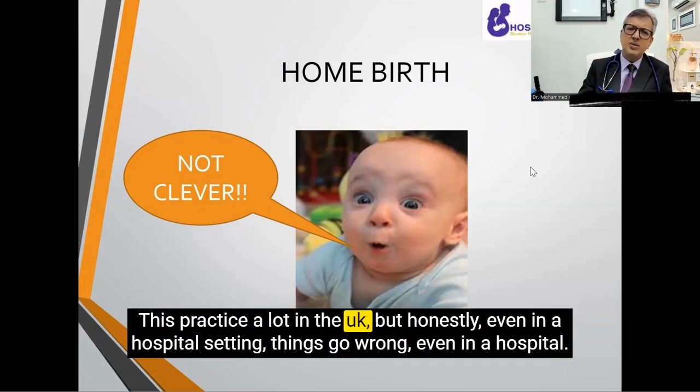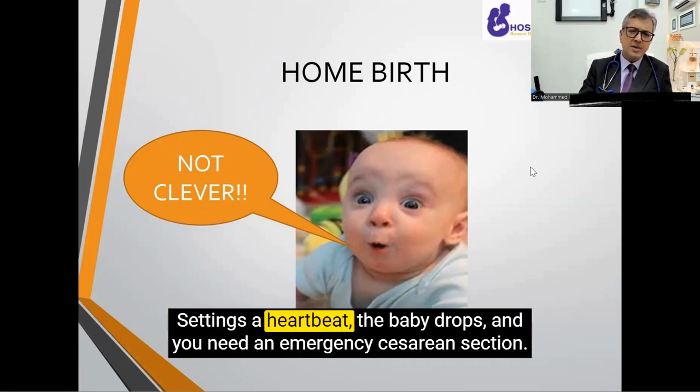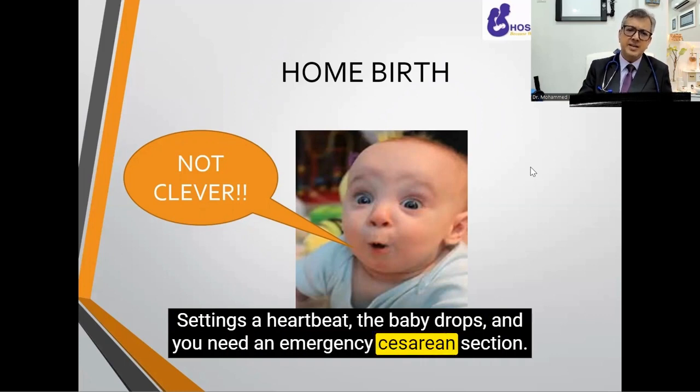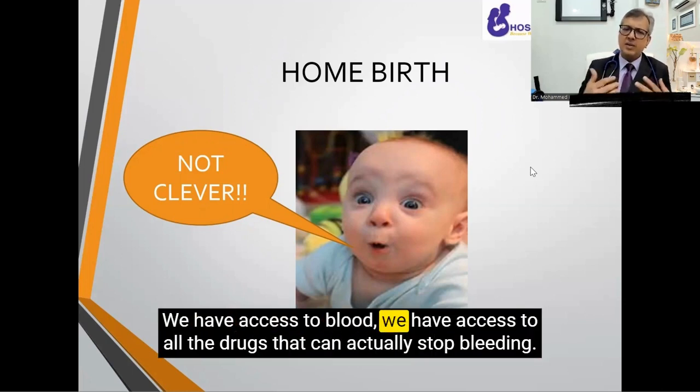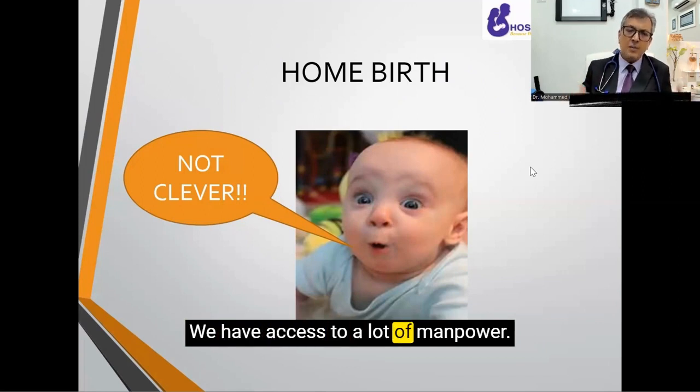This is practiced a lot in the UK, but honestly, even in a hospital setting, things go wrong. Even in a hospital setting, the heartbeat of the baby drops and you need an emergency cesarean section. Imagine this is happening at home. Imagine you're bleeding too much. In a hospital setting, we have access to blood. We have access to all the drugs that can stop bleeding. We have access to a lot of manpower.